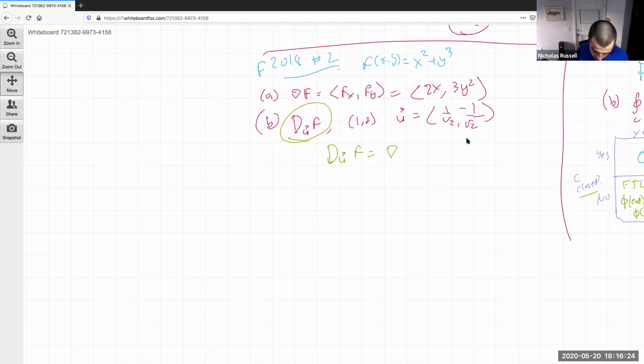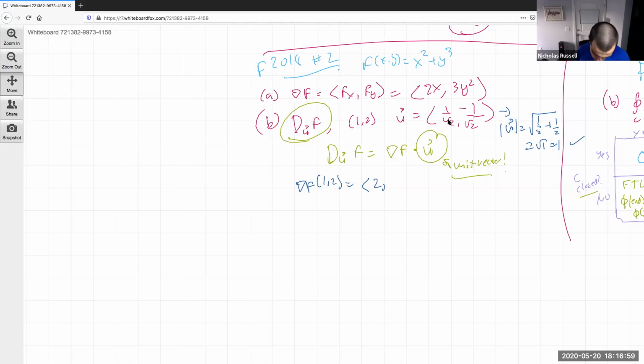If I move in that direction, how fast is my height changing? We can calculate this with the gradient of f dotted with my unit vector. This must be a unit vector. You should always, always, always check that the vector you're given is in fact a unit vector. In this case, we can check that it is. The magnitude squared of u is the square of this entry, which is 1/2, plus the square of this entry, which is 1/2, which gives 1. So we're all good.